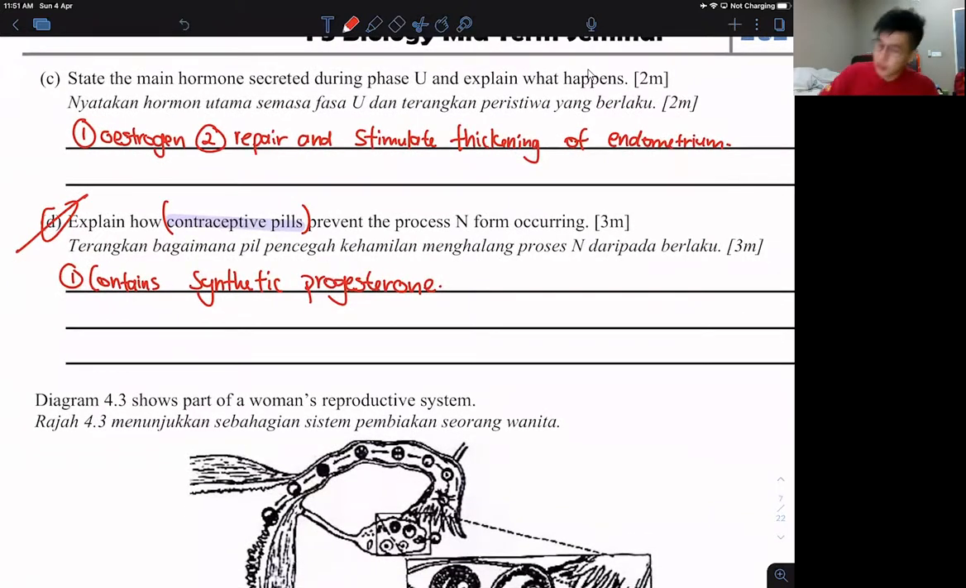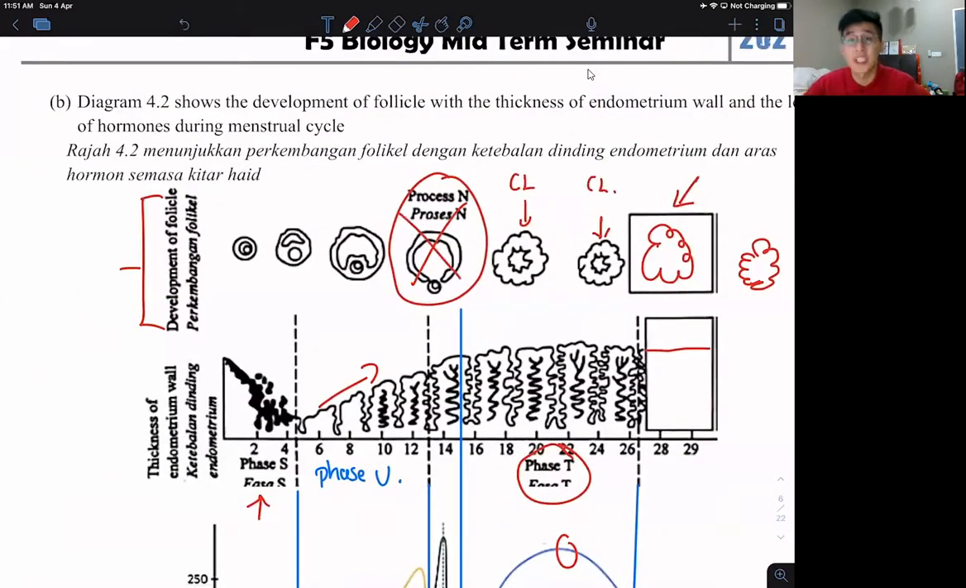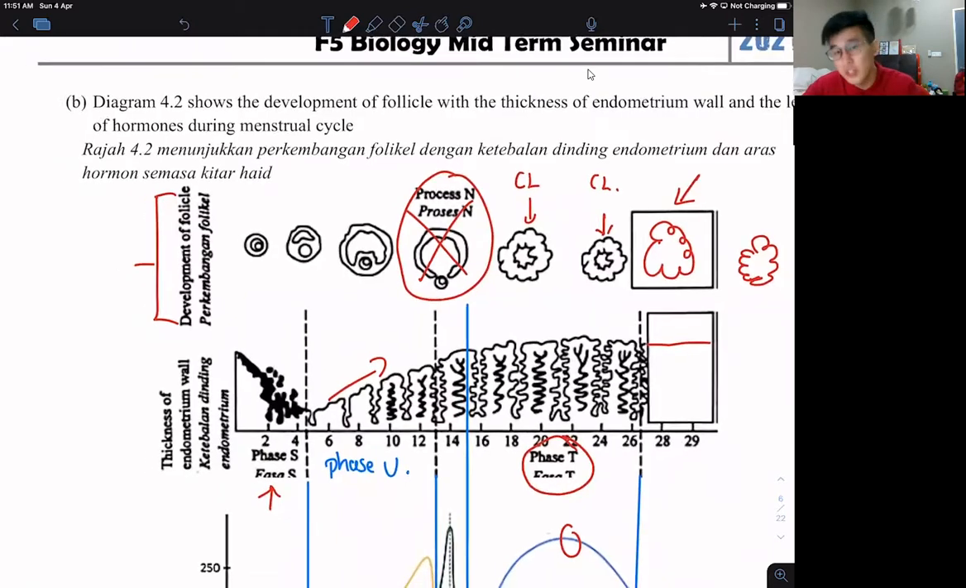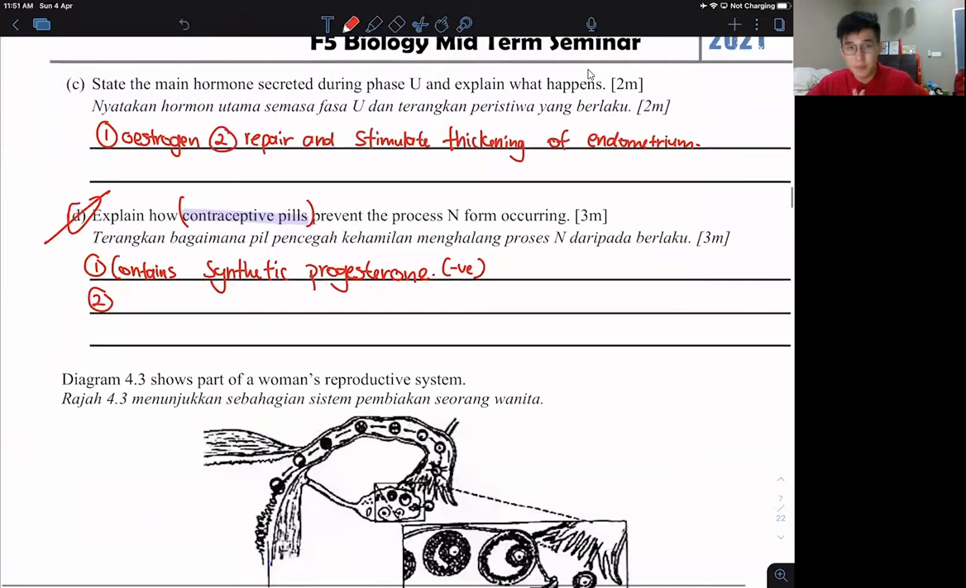So now you got the answer. How does this progesterone prevent ovulation? So remember, progesterone has a negative feedback mechanism, which means it's going to inhibit LH and FSH. So no LH, then no ovulation. And that's how this pill controls birth.